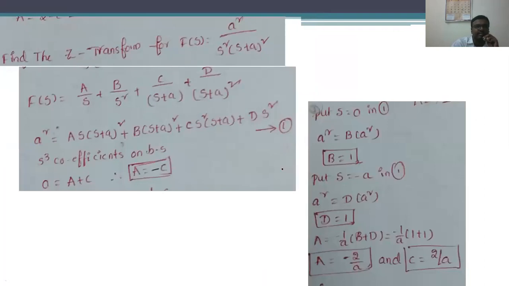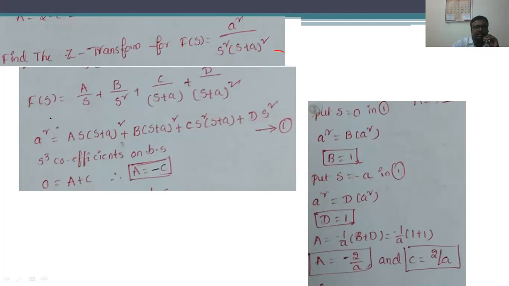Find the z transform for the function f of s is equal to a square divided by s square into (s plus a) whole square. This particular question is also asked in your previous university questions. A square divided by s square into (s plus a) whole square.